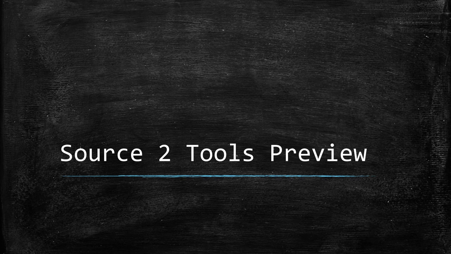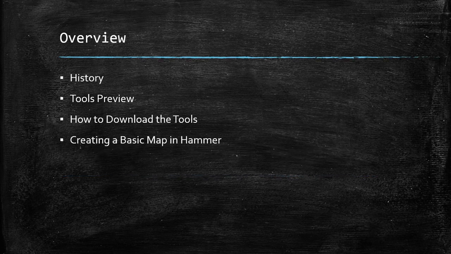So whenever it supports Source Filmmaker, or Source Filmmaker supports it, whatever happens, you'll know how to basically do a basic operation. So start learning now instead of later, more or less. We're going to talk about the history of Source, a high level view of it. We're going to do a tools preview, how to download the tools and maybe build a basic map in Hammer.